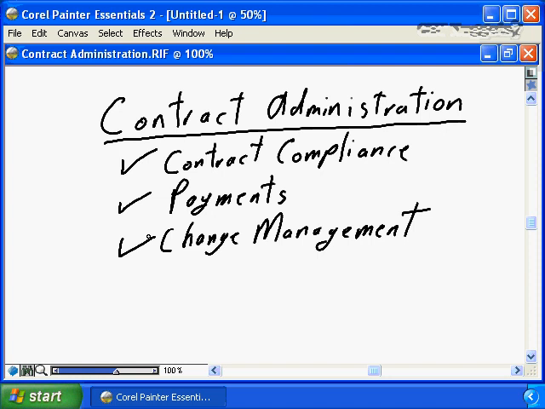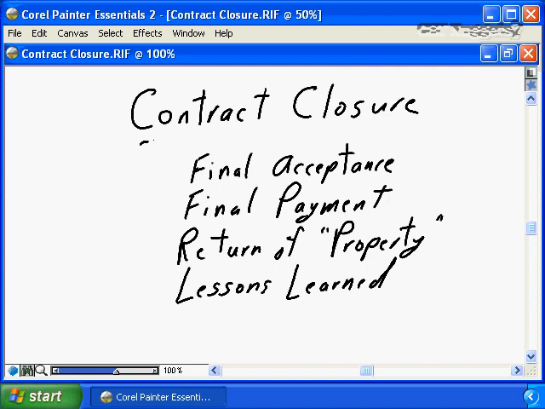So be very aware of the implications of appropriate contract management and ensure that you're managing to the exact terms and conditions of the contract to protect yourself and your company, whether you are a buyer or whether you are a seller. Contract closure is a relatively straightforward process that needs to be followed on your project at the completion of each contract, at the completion of each procurement component.